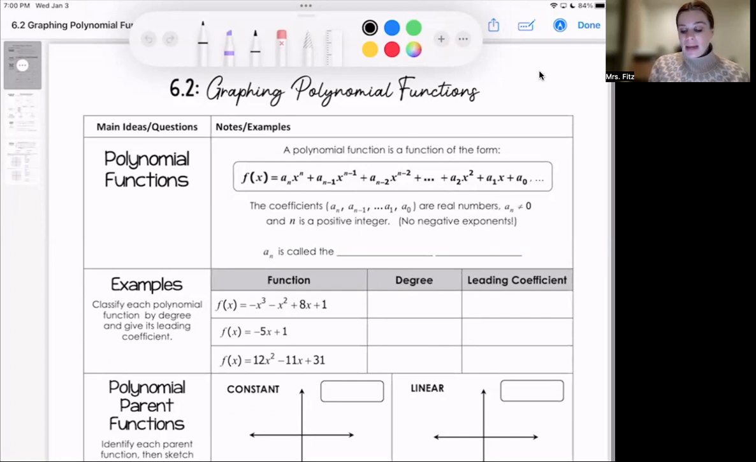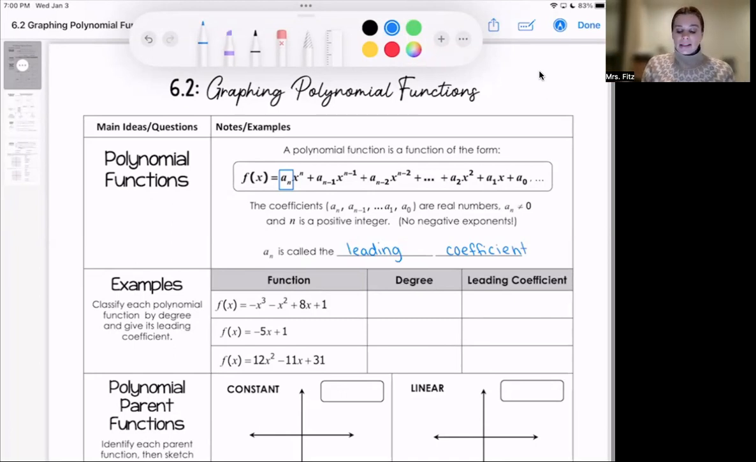Now, a sub n, which is right here in this general form of a polynomial, this is called the leading coefficient. And so the leading coefficient is basically just the number in front of the term with the largest degree. In this case, it's nth degree, right? X to the n. Okay, so let's look at some examples.